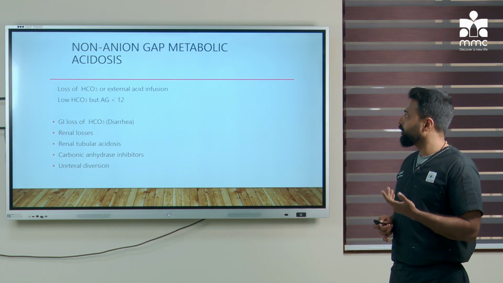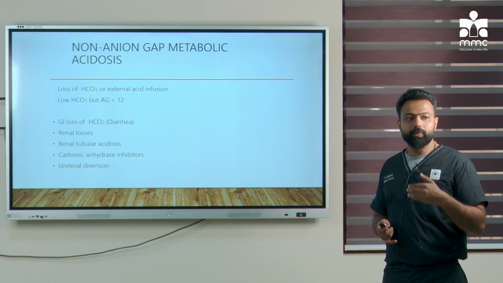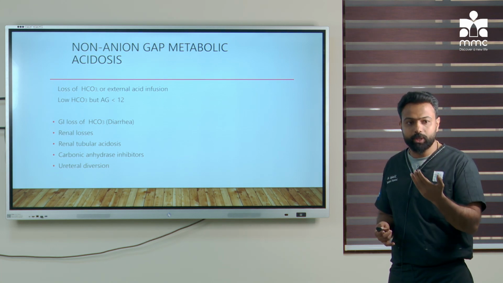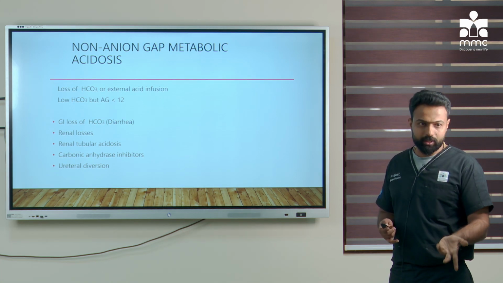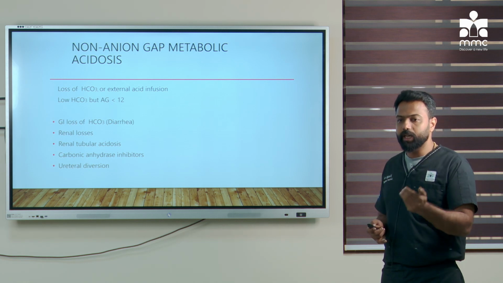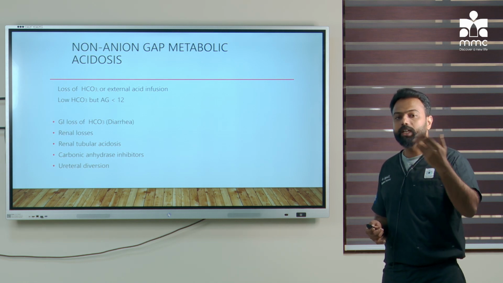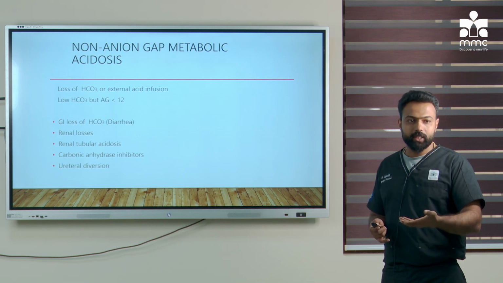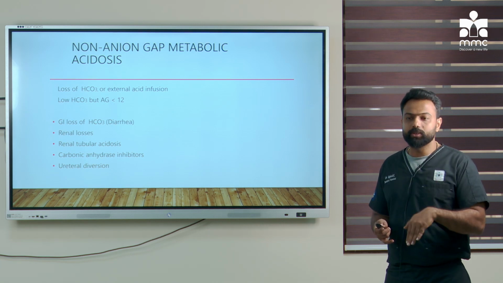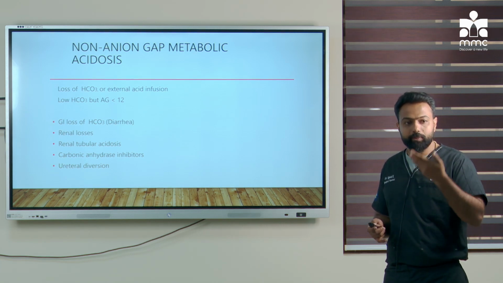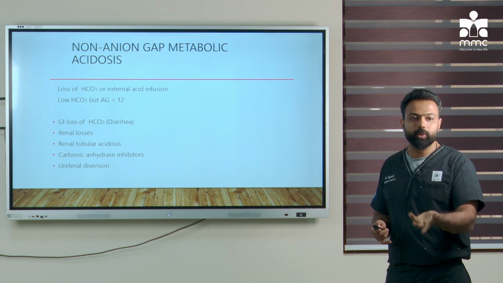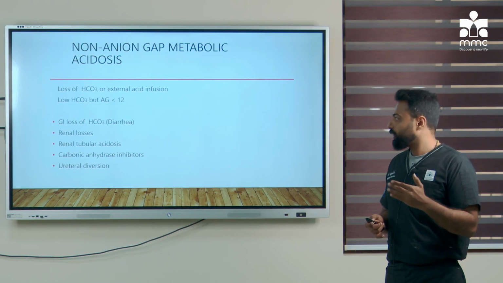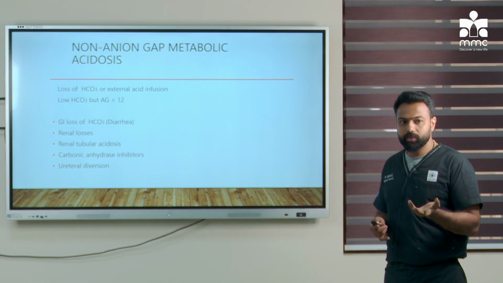Coming to non-anion gap metabolic acidosis: the anion gap is normal and the bicarbonate is reduced because there is a loss of bicarbonate. That is why it is normal anion gap metabolic acidosis. In the other scenario, bicarbonate is decreasing because something else is increasing, and that something else is MUDPILES. But for non-anion gap metabolic acidosis, the bicarbonate is reducing because it is itself being lost from the body. So what could be the cause of bicarbonate loss? It can be diarrhea, renal losses, renal tubular acidosis, carbonic anhydrase inhibitors or ureteral diversion.